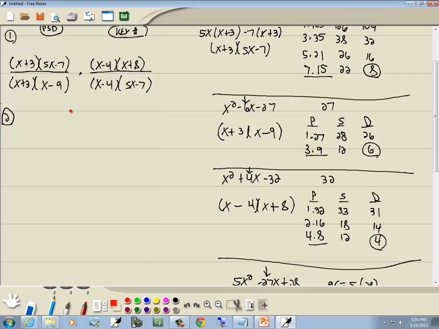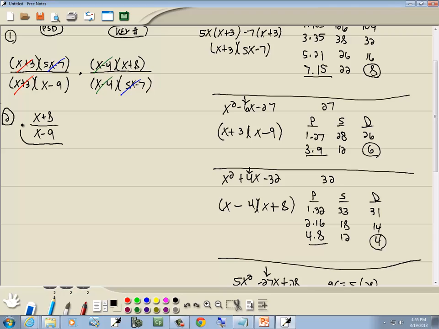Step 2, cancel if possible. Again, the only guideline is one's on top, one's on the bottom, and they're the same. And everything's multiplication, of course. Here's an x plus 3, here's an x plus 3. They can be in the same fraction. Here's a 5x minus 7, here's a 5x minus 7. Or they can be in different fractions. And here's an x minus 4, and here's an x minus 4. So those cancel. And what we're left with then is x plus 8 over x minus 9.